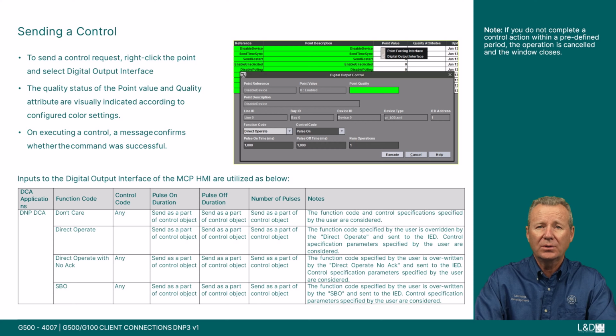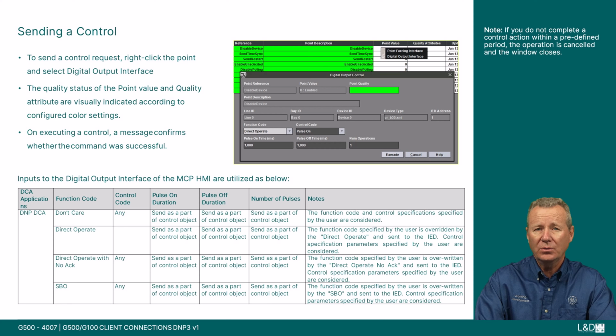To execute a control command on a digital output point, right-click a digital output data object on the one-line viewer or a digital output point on the point details page and select digital output interface. Verify the point status. Set up one control command as follows. Note, the control command is only applicable to the command interface window on the point details page.